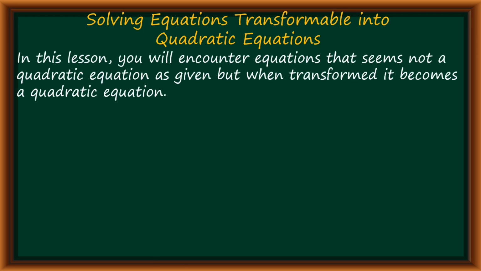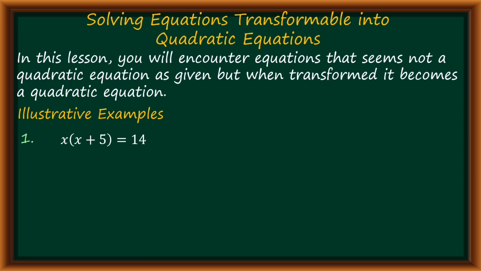In this lesson, you will encounter equations that seem not to be quadratic equations as given, but when transformed, they become quadratic equations. Let us have some illustrative examples. Number 1: x times the quantity x plus 5 is equal to 14. Looking at this equation, we cannot easily identify that it is a quadratic equation because there is no exponent of 2. But after simplifying it, we can discover that it is a quadratic equation.